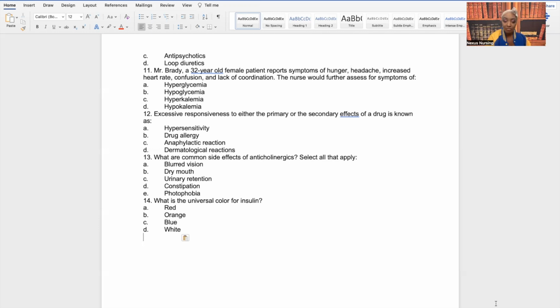All right, last question. What is a universal color for insulin? Red, orange, blue, or white? Orange. And that's why all of the insulin needles, you'll always see that they have an orange top. And when you're measuring the insulin, it's always going to be in units. Okay. If you're looking at the syringe and it says ml, you got the wrong syringe. Okay. It's always going to be in units with an orange top. So for number 14, B is the correct answer.